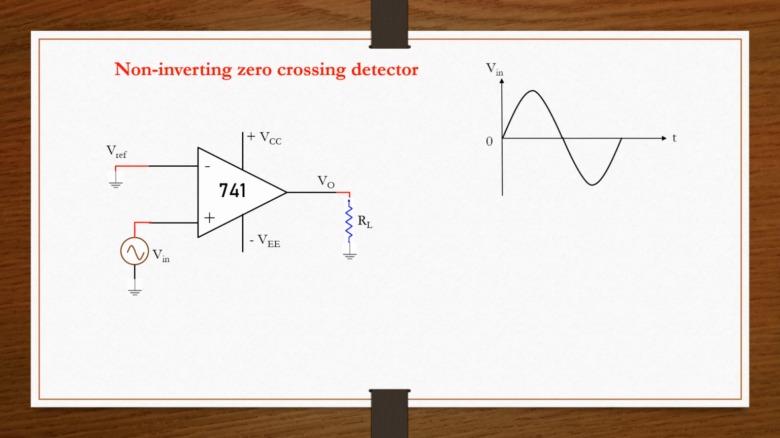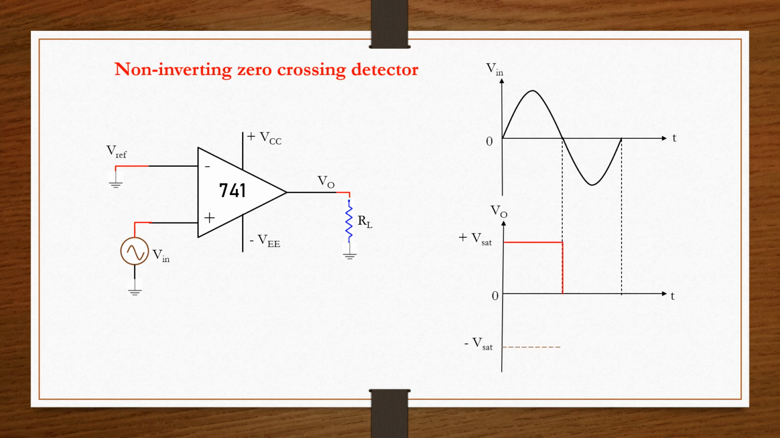Now the operation of the circuit: when a sinusoidal input is applied, during the positive half cycle of the input voltage, that is, the input is above the reference voltage, the output voltage is plus saturation, plus Vsat, and during the negative half cycle of the input voltage, the output will be minus Vsat. Thus the output voltage switches between plus Vsat and minus Vsat whenever the input signal crosses the zero level. So this is about the non-inverting zero crossing detector.